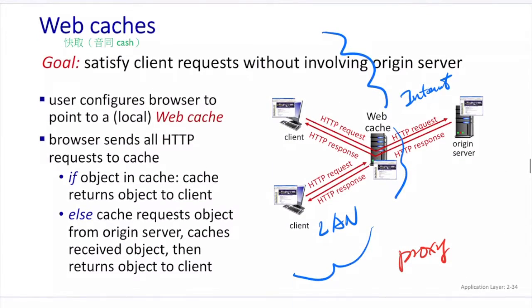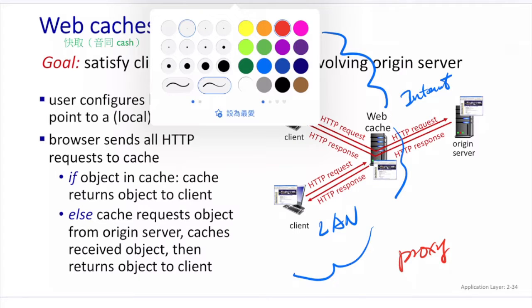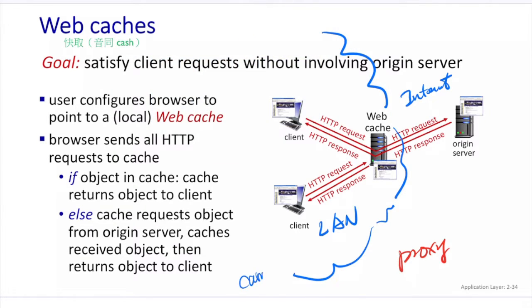So the next part is another additional mechanism which is built on top of HTTP. Think about one thing. For example, we have a LAN right here, for example a campus network. There are thousands of students in, for example, a dorm. One day, one of the students sends a request to, for example, yahoo.com, to retrieve the homepage of yahoo.com.